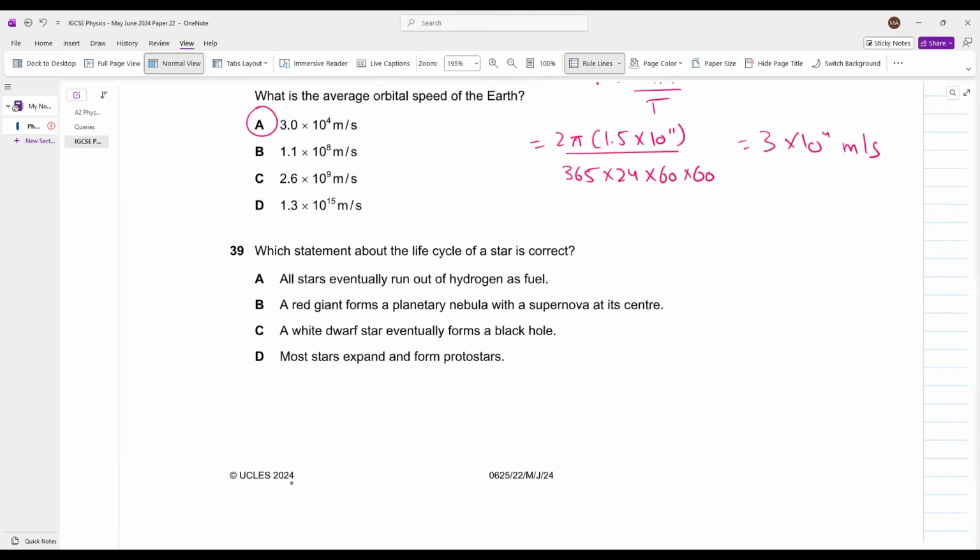Which statement about the life cycle of a star is correct? All stars eventually run out of hydrogen.